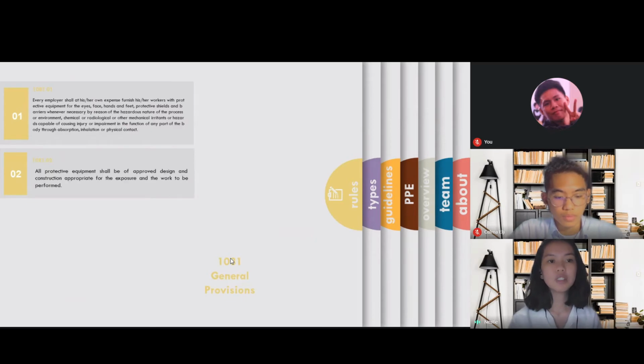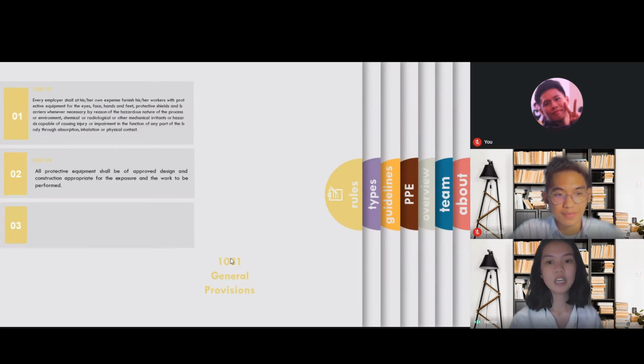Next is Rule 1081.02. The PPE should follow the OSHS standards and must be worn according to the nature of work to be done. Dito naman, dapat yung PPE natin ay naka-align dun sa standards na ginawa ng Occupational Health and Safety Standards.